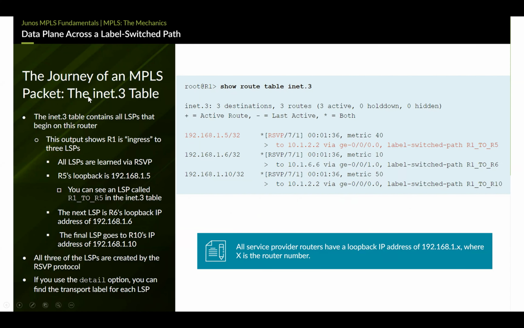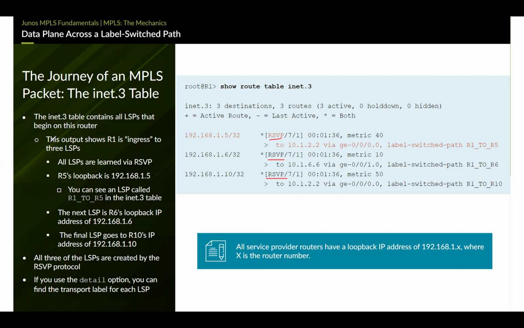The journey of an MPLS packet, the inet.3 table. MPLS basically uses two tables: one is mpls.0 and another one is the inet.3 table. See the details of inet.3. The inet.3 table contains all LSPs that begin on this router, and see the label distribution protocol. This is one label distribution protocol, RSVP. You can also use LDP, or you can use segment routing for label distribution.